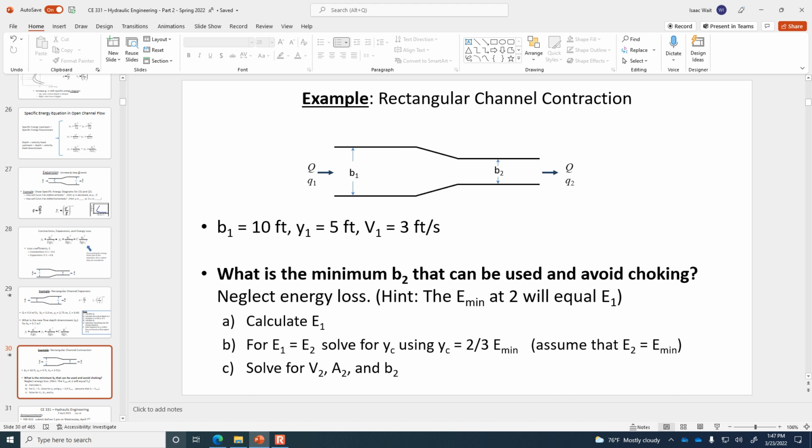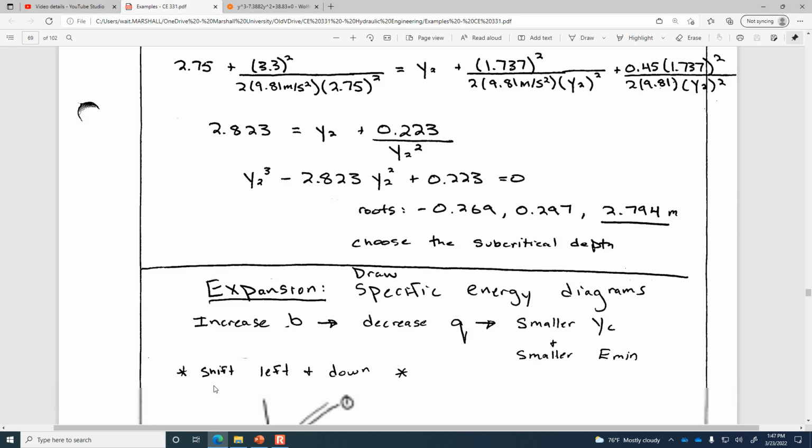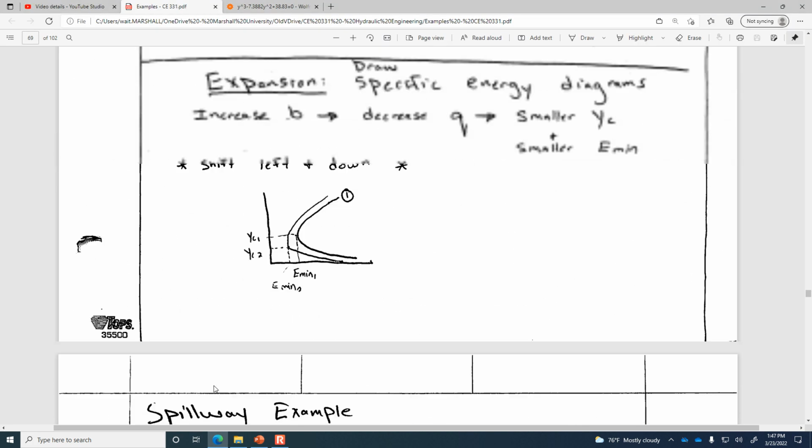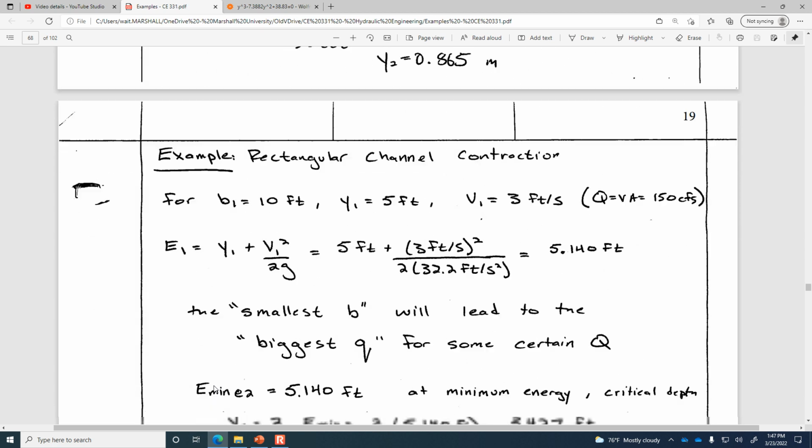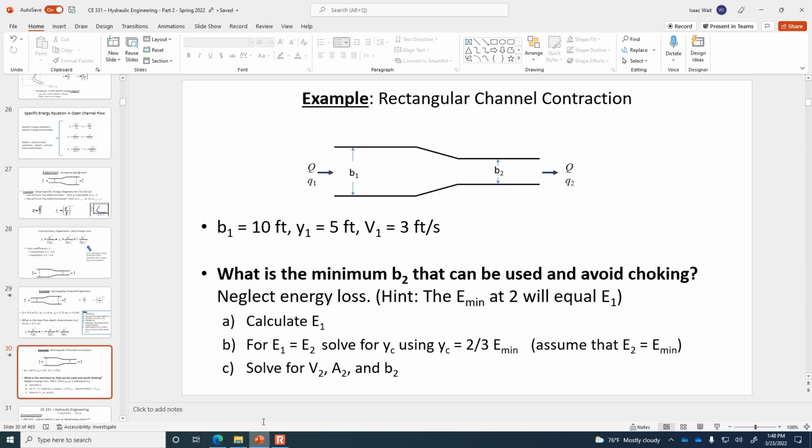We're just down to 3 minutes remaining for class. Let me talk you through what we do for this contraction. The channel is getting narrower, and that is increasing the flow per unit width.